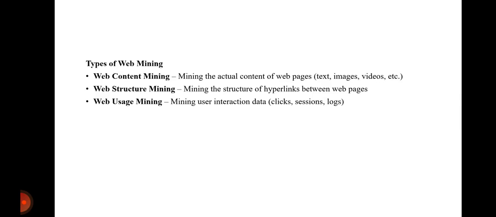The types of web mining are web content mining, web structure mining, and web usage mining. Web content mining is mining the actual content of web pages, that is text, images, videos, etc. Web structure mining is mining the structure of hyperlinks between web pages. Web usage mining is mining user interaction data, that is clicks, sessions, and logs.